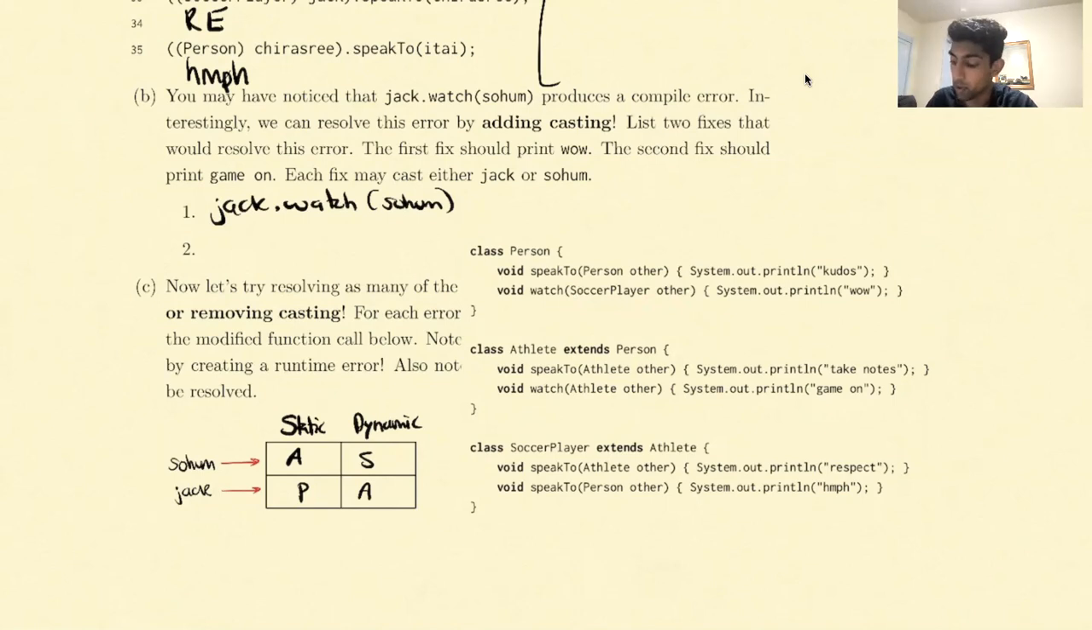Okay, so in order to print out "wow", we need to choose this method. Currently, the reason we're not choosing this method is because Sohum's static type is Athlete. But if we change Sohum's static type to SoccerPlayer, we would execute this method. So all that we really need to do is simply cast Sohum to be a SoccerPlayer. In code, we will add a cast right here.